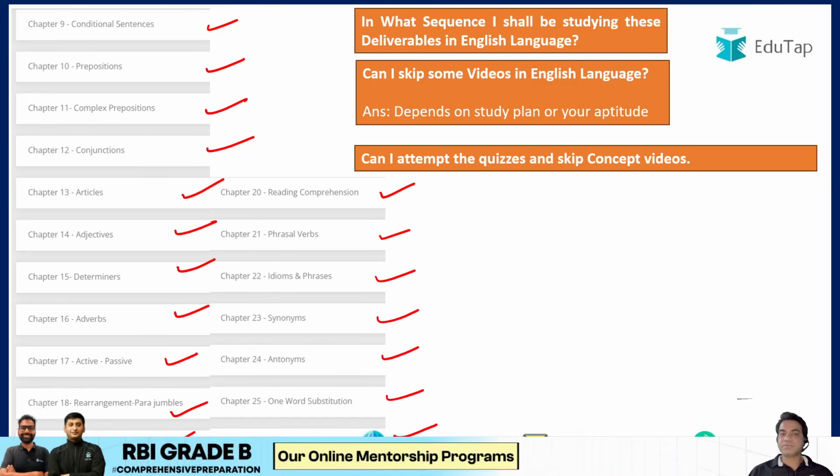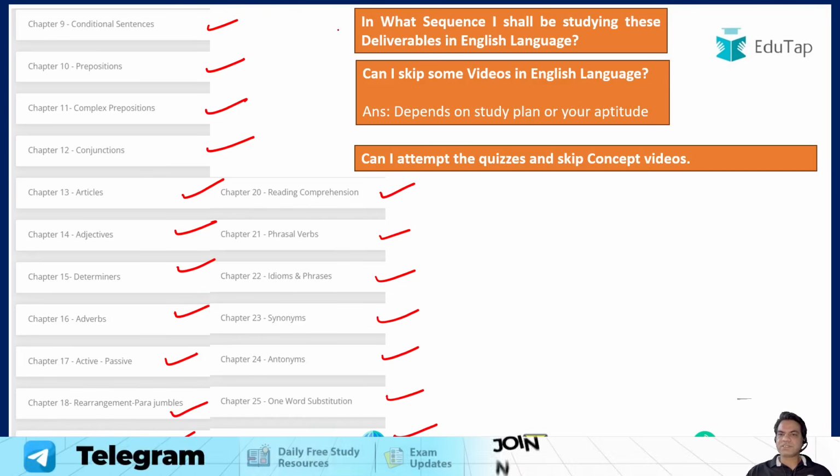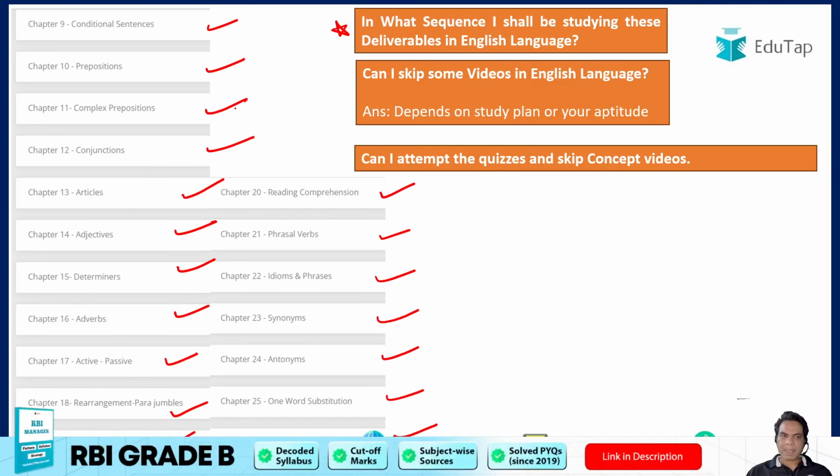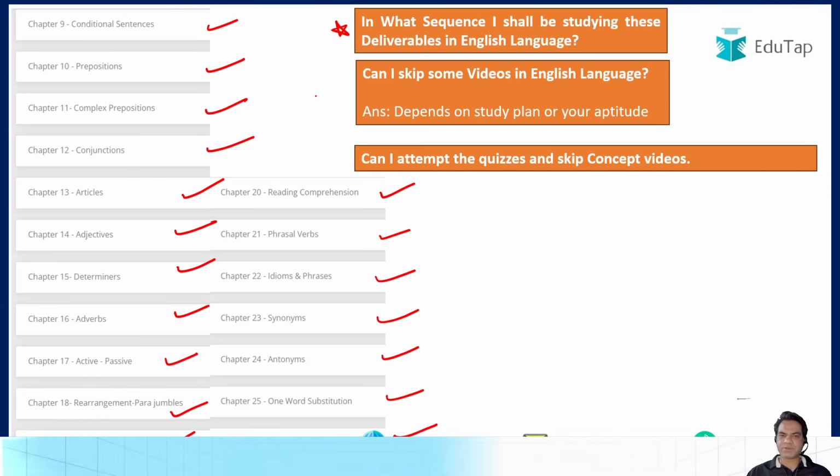Now the question that would definitely come to your mind is, in what sequence shall we be studying the deliverables in English language? Now this is a very well curated sequence, so I suggest you follow the sequence, guys. This is a very, very well thought out sequence so that it can help you in your preparation.